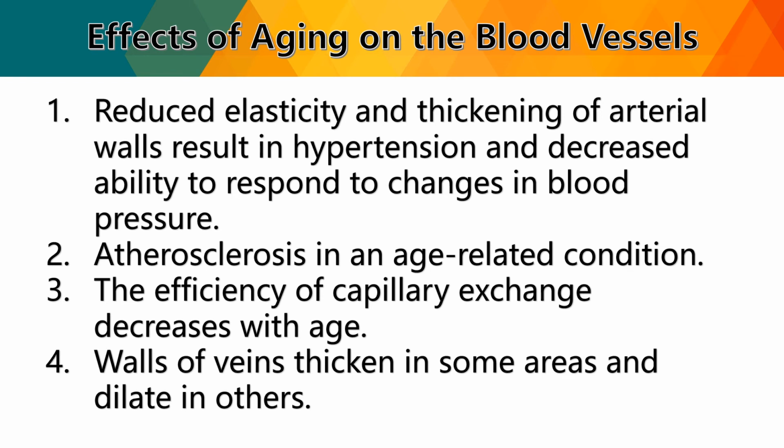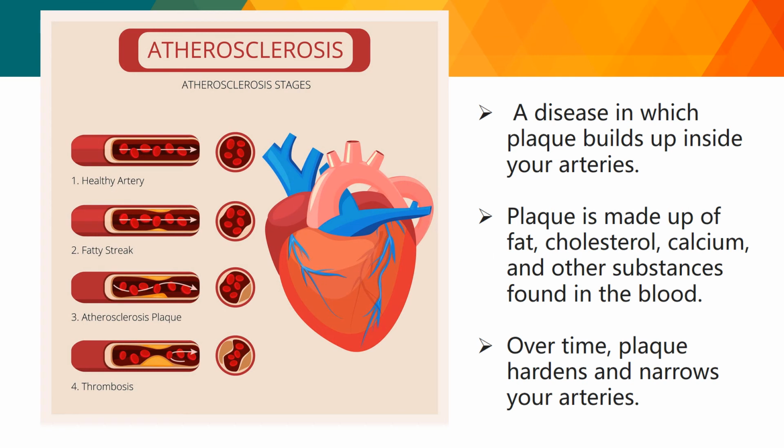Atherosclerosis, an age-related condition, of course, is usually an effect of aging on blood vessels. The efficiency of capillary exchange decreases with age, and the walls of veins thicken in some areas and dilate in others. The most common disease of the blood vessel is atherosclerosis. So this disease builds up plaque inside the arteries. Okay, so this plaque is made up of fat, cholesterol, of course, calcium, and other substances that can be found in the blood. So over time, plaque hardens and narrows your arteries.